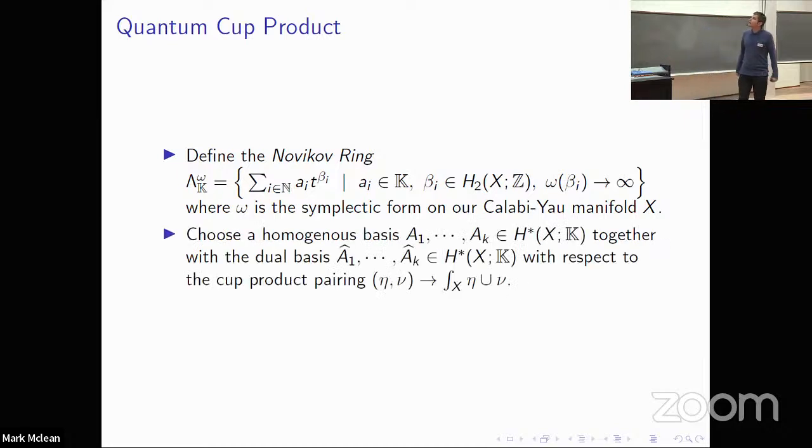And then to define my quantum cup product, I need to choose a basis of cohomology. So I choose a homogeneous basis of cohomology, and then I have the associated dual basis, which I put hats on the A's. It's dual with respect to the usual cup product pairing. The definition won't depend on the choice of basis, but to express it, it's easier to choose a basis.